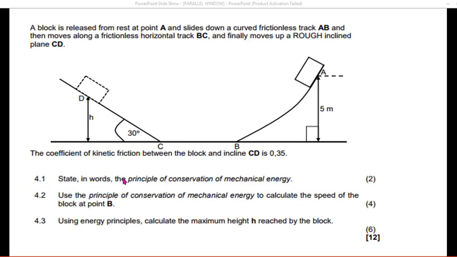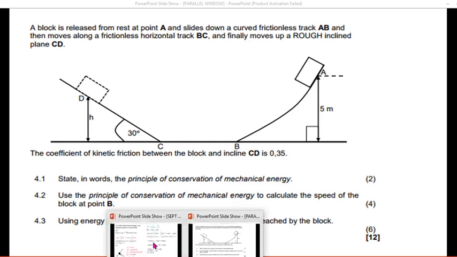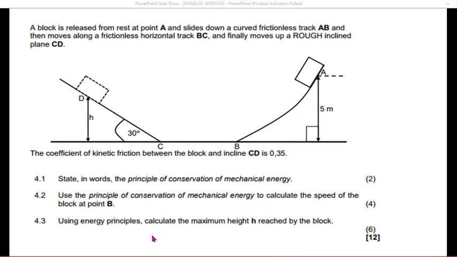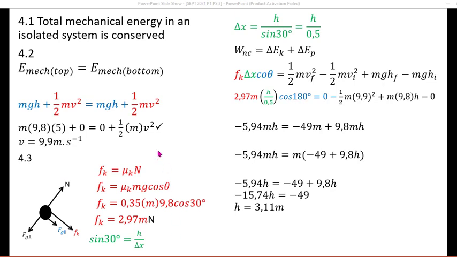State in words the principle of conservation of mechanical energy. So this is a definition or a law, or a principle, that we have to state, and we just go and state it. It states that the total mechanical energy in an isolated system is conserved. And then we move to 4.2.